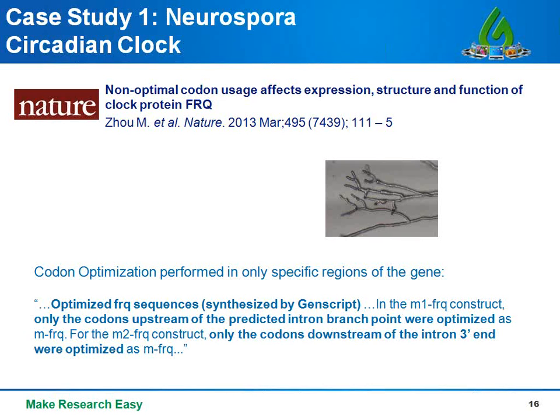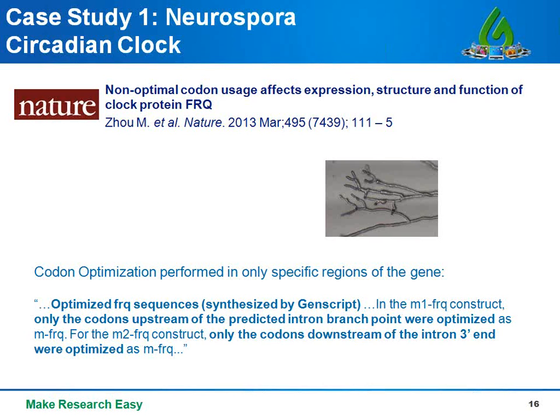So this 2013 Nature paper studied the Neurospora gene called frequency, abbreviated as FRQ, which is critical for circadian clock functions in the Neurospora mold. They noticed that the endogenous FRQ gene exhibits non-optimal codon usage across its entire open reading frame, which is a little strange. So when they optimized codon usage, they saw an increase in FRQ levels.